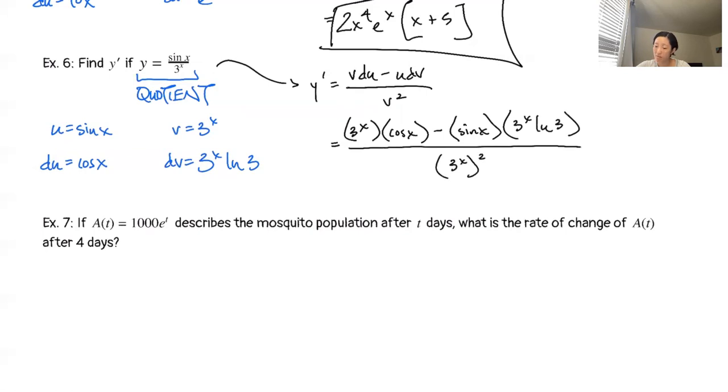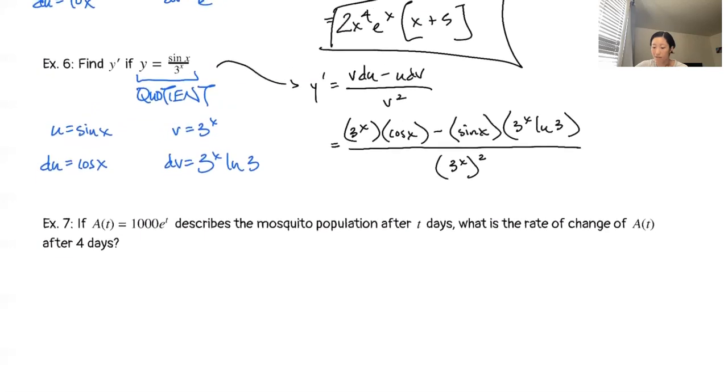Now, this next part, I think being able to see this comes with a little bit of practice, but we might notice that there's a 3 to the x in the first term. We might notice there's a 3 to the x in the second term, and we might notice that there's actually two 3 to the x's on the bottom. And so I'm going to go ahead and reduce everything by dividing out a 3 to the x, which should give me, I'm going to write it down here, cosine x minus sine x natural log 3 over 3 to the x. Okay, so we just divided out that common factor in the numerator as well as the denominator.